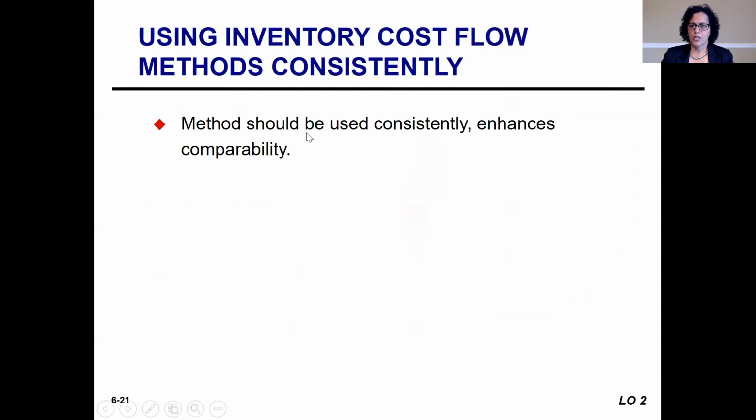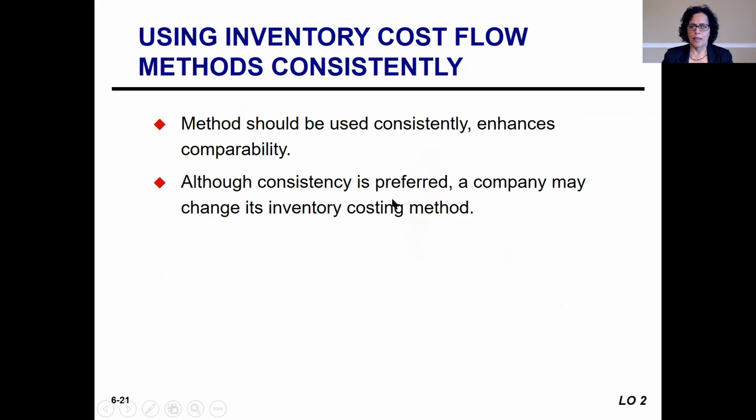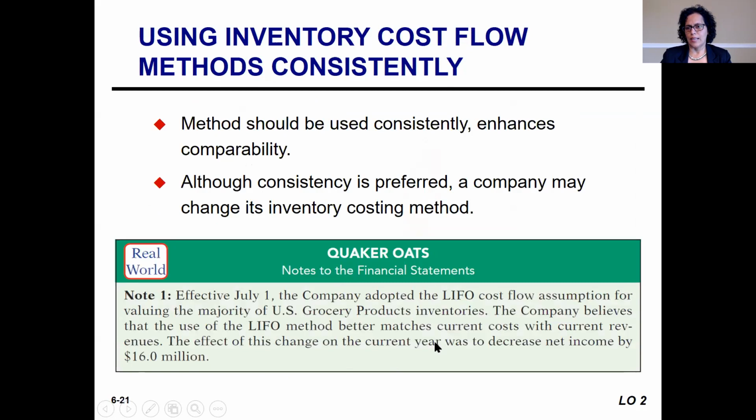Okay. Methods should be used consistently because it'll enhance comparability. If I use the same method from one period to another, it's going to help me. Consistency is preferred. A company is allowed to change the inventory method, as they've given you an example over here. Two of the most common reasons cited for why a company has changed a method: the first one is it's a relatively new company and the method they chose originally was not the appropriate one. And they decide, this doesn't make sense, I need to switch.